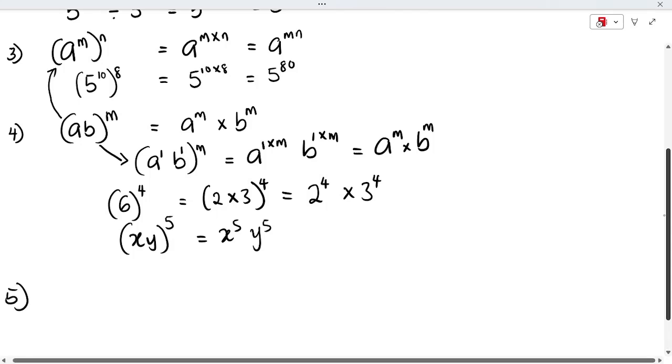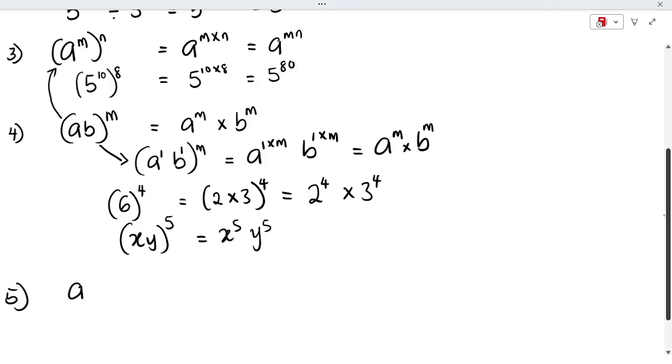Alright, so for law number 5, we have the law of negative powers. So we have a raised to the power minus m. Whenever you have a negative power, or you call it a negative index, as I said, it can be called index or power. So some will just say negative indices. It means the power is negative. Whenever you have a negative power, you make it become 1 over, and then the negative power disappears.